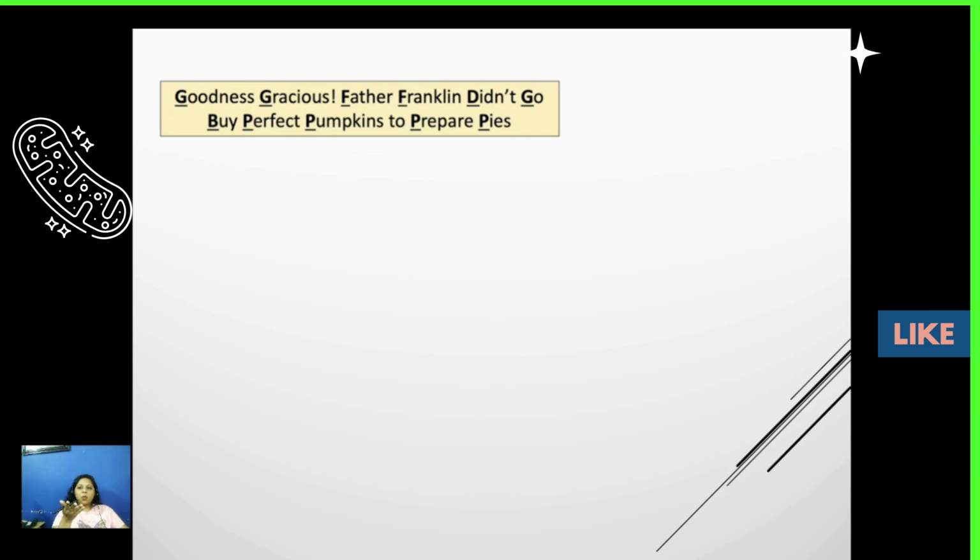When we learn glycolysis, the overall reaction is this. So we start with glucose. Goodness gracious, Father Franklin didn't go buy perfect pumpkin to prepare pies. So this one is glucose and this one is pyruvate. There are many products in between, almost 1, 2, 3, 4, 5, 6, 7, 8, 9. These are the products that are formed in between the glucose and pyruvate.